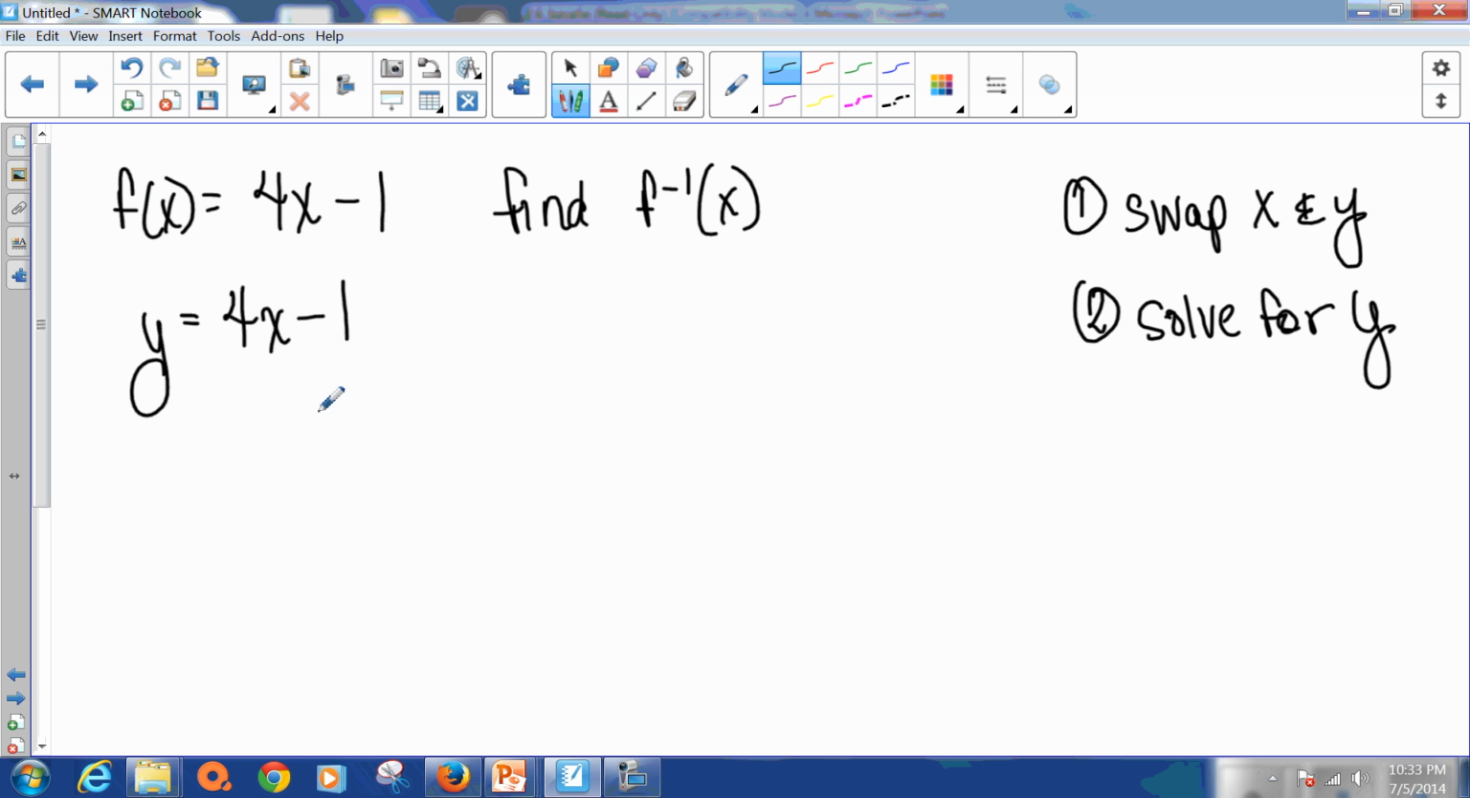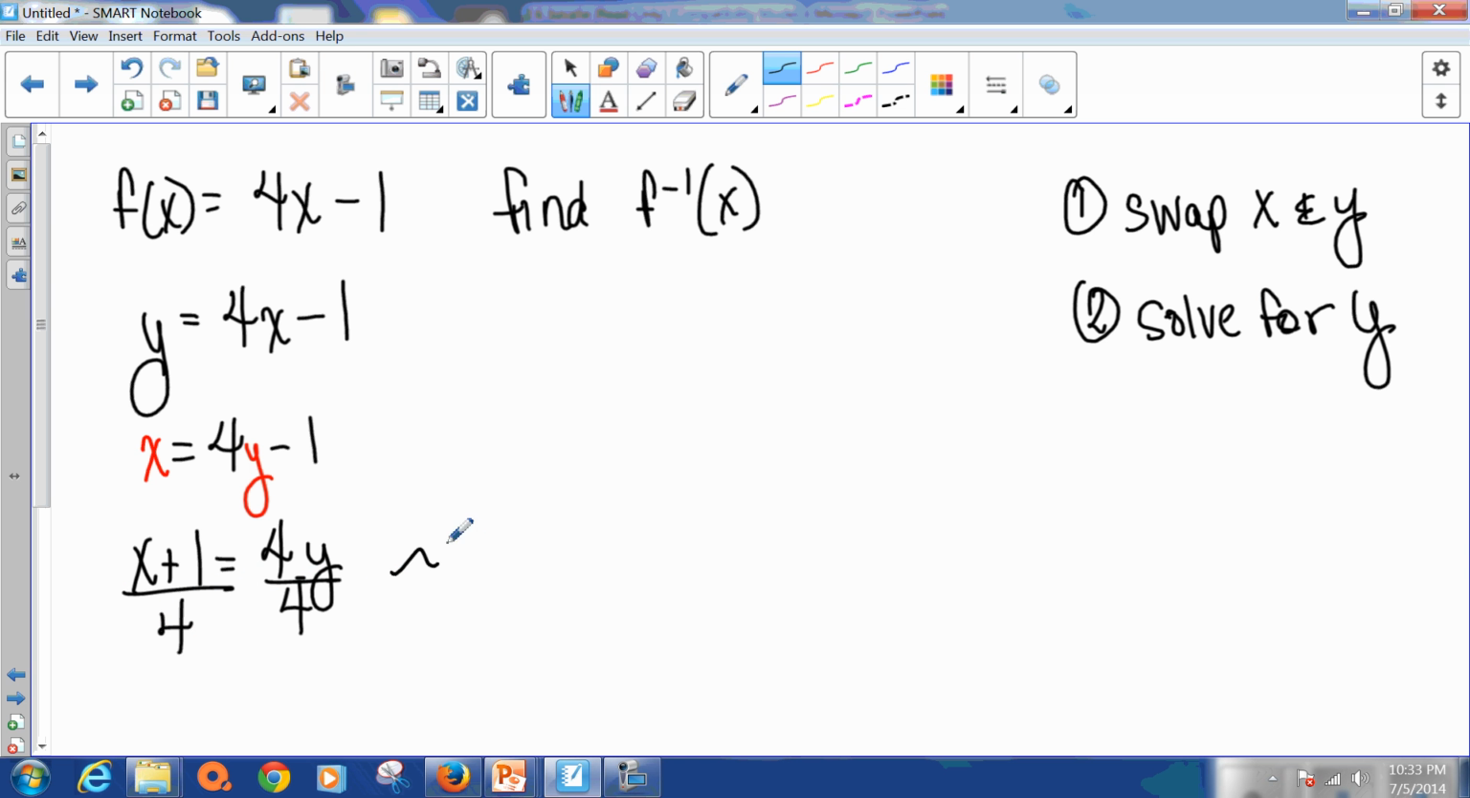So I am going to swap these two guys. So now I'm going to put the x over here, and I'm going to put the y over there. And I am going to solve for y, which means I'm going to have to add 1, and then divide both sides by 4. And the easiest way to do it is just kind of do the whole chunk at once.